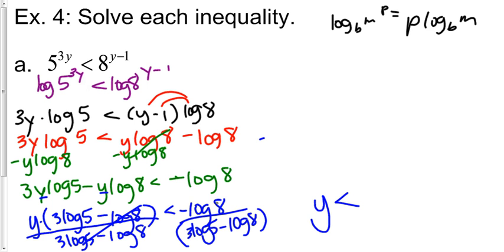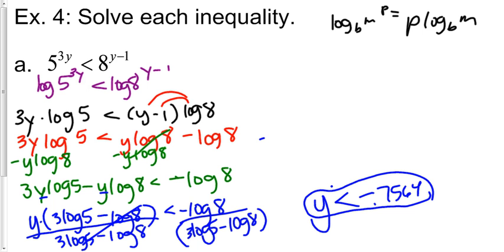Calculate that, and if you want to calculate it separately, you can calculate the top first and the bottom second, and then divide. If you want to do it that way, we should end up with y is less than negative 0.7564. Okay, if you have any questions about this, please make sure that you ask me tomorrow, or if I've got any wrong answers here, let me know.